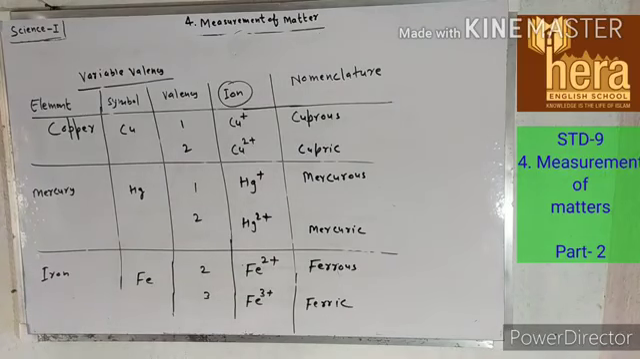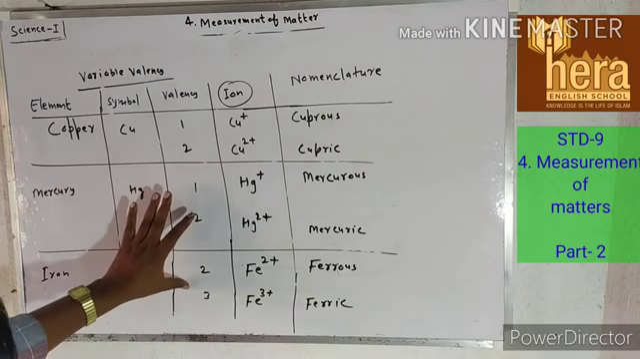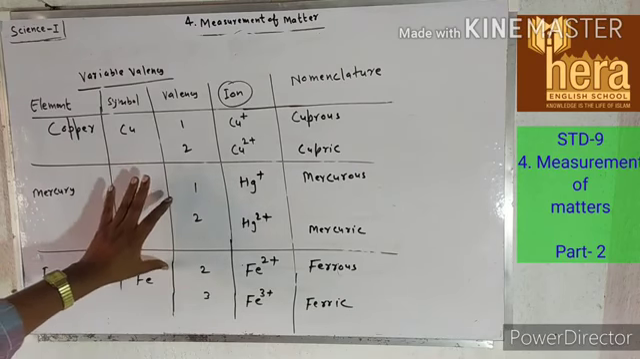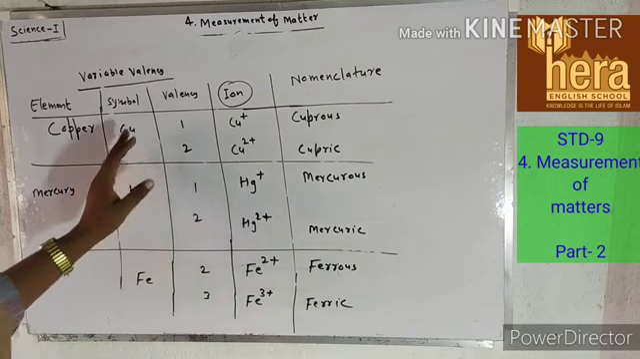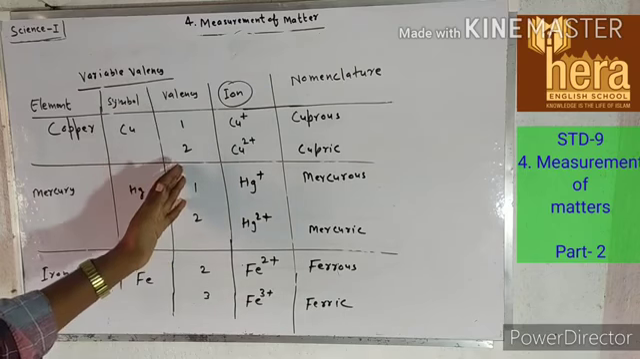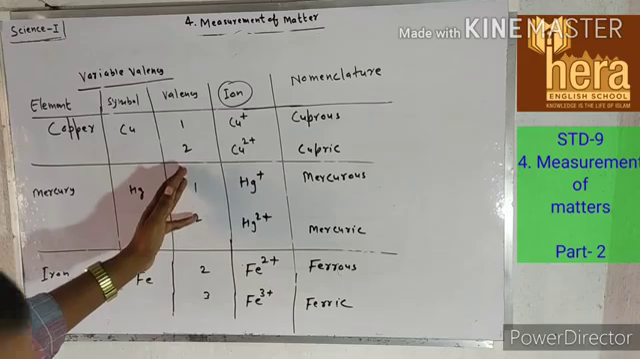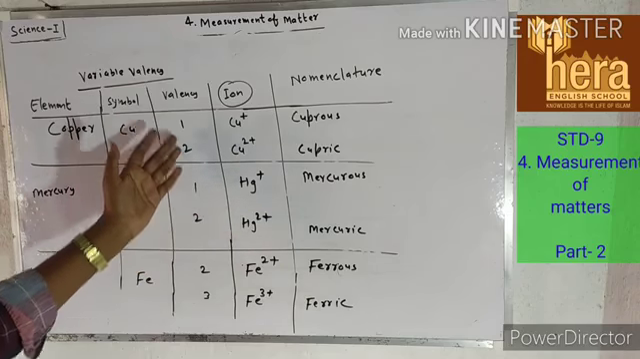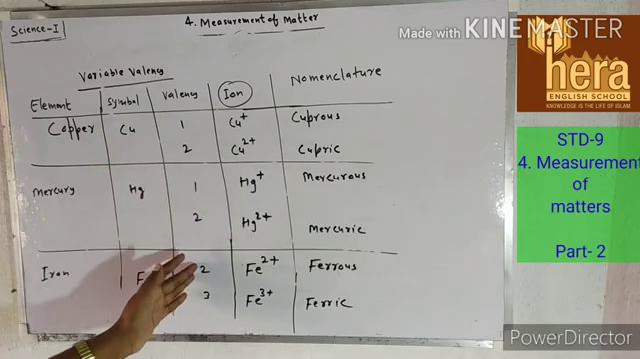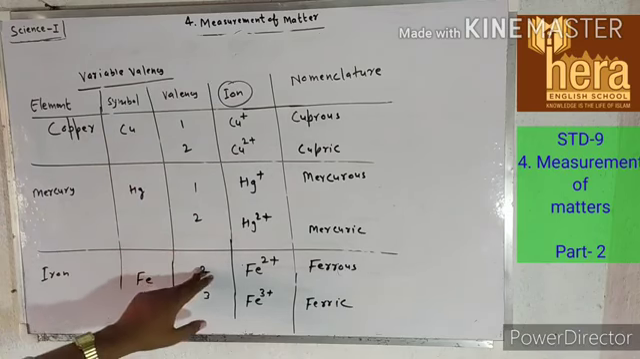So under different conditions, the atoms of some elements give away or take up different numbers of electrons. In such cases, those elements exhibit more than 1 valency. More than 1 valency means maybe 1 or 2, or 2 or 3. This property of the element is called variable valency.